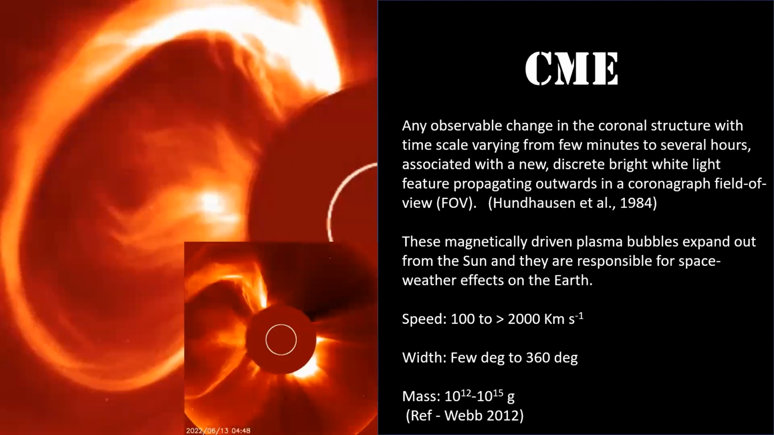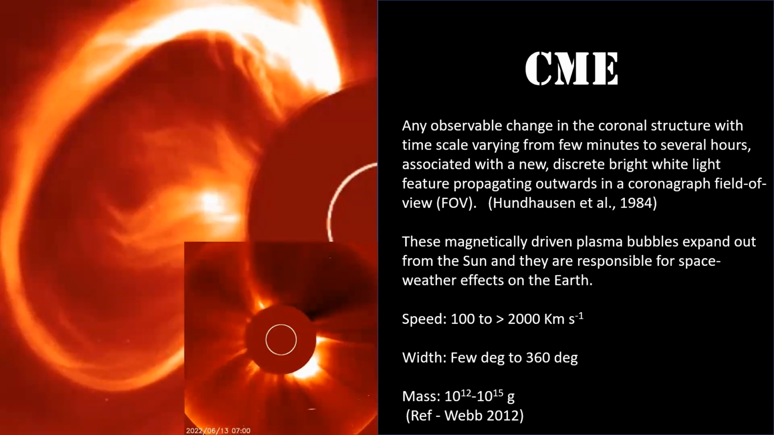A typical definition is that any observed change in coronal structure, with a time scale of a few minutes to a few hours, associated with a discrete bright white light feature is classified as a CME. They contain plasma and also magnetic field, so they affect our space weather and can cause geomagnetic storms.